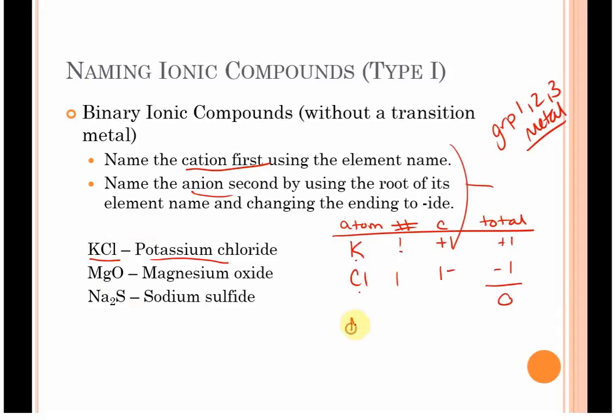MgO, we have magnesium and oxygen. Magnesium is a 2+ because it's in group 2. Oxygen's in group 6, so it's -2. They already cancel.